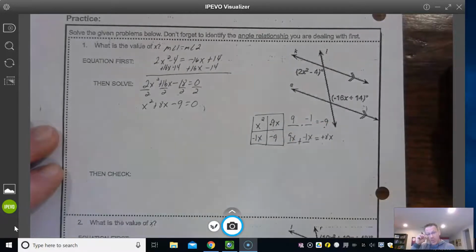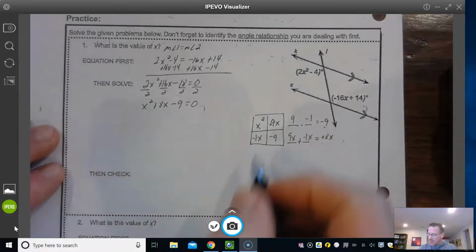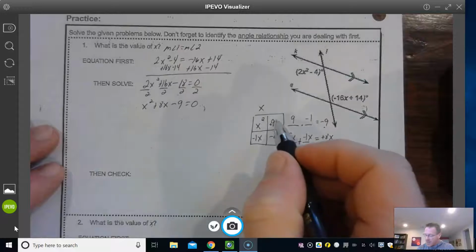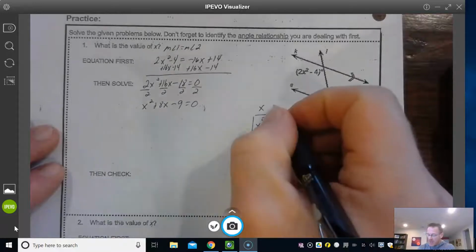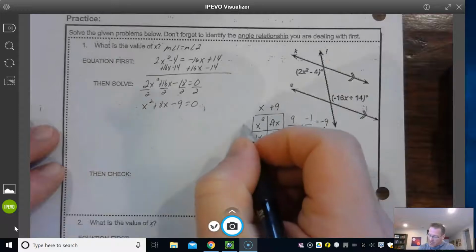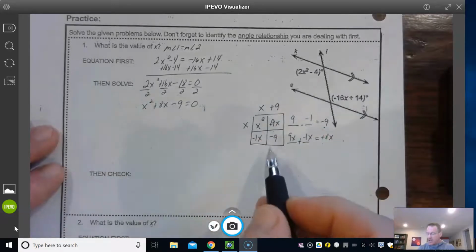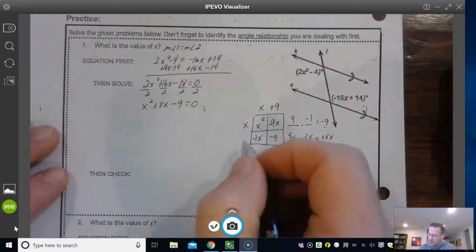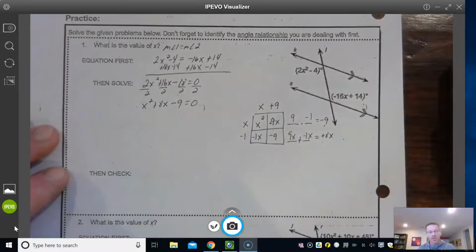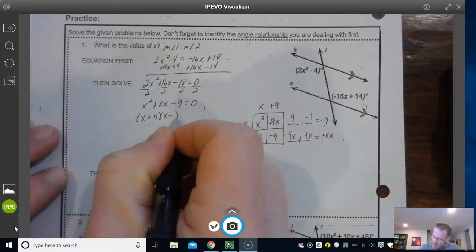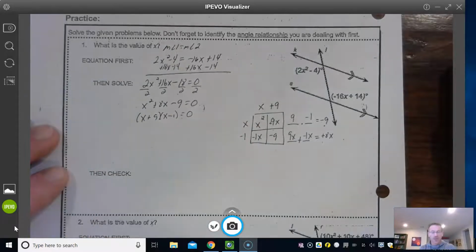And now we can go through looking for our GCF in each row and column. So if I look at my first column here, my GCF is an x. And when I look at my second column, my GCF here is a positive 9. When I go to my first row, my GCF here is an x. And now notice here, both of these are negative, and the only GCF I can take out is 1, so this would be a minus 1 right here. So there are my factors. So it would be x plus 9 times x minus 1 is equal to 0.